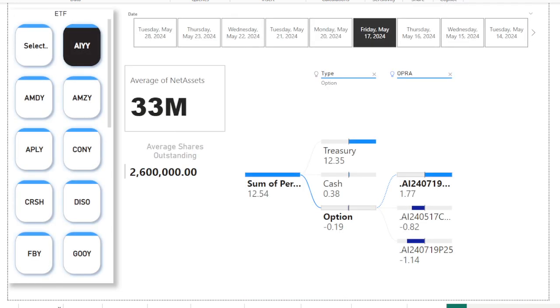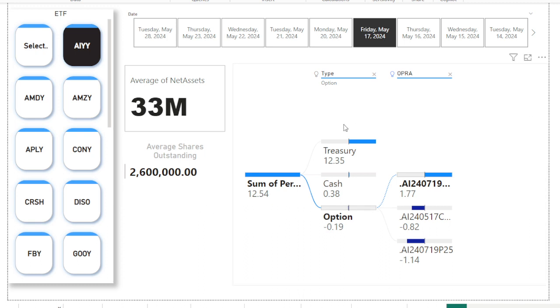Just to do a further breakdown, this is for my own personal viewing habits, so sorry if you don't like it, but I try to make it interesting for most viewers. Over here on the left hand side, I'm showing the average amount of net assets you can expect the ETF to have over time, and the same thing with the number of shares outstanding. For example, AIYY: so far the average net asset value is around 33 million, and the average share amount is around 2.6 million.